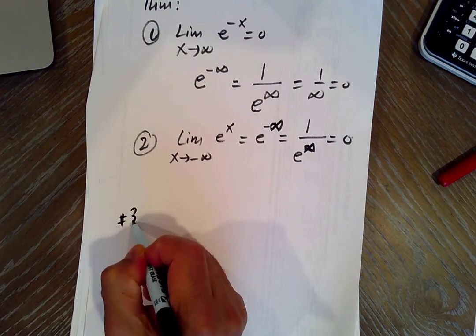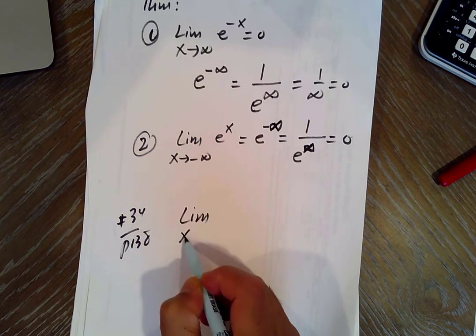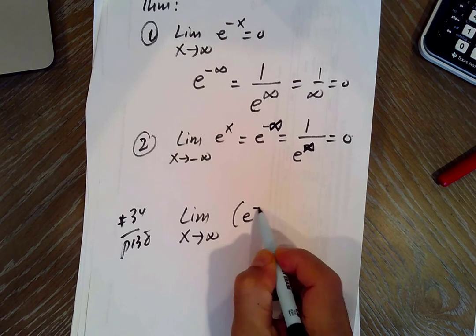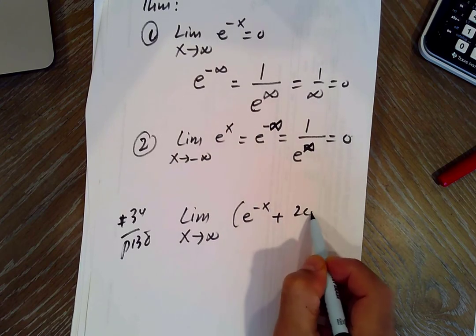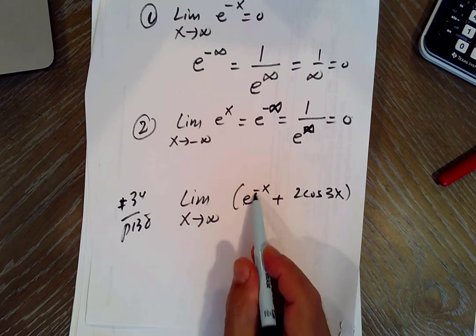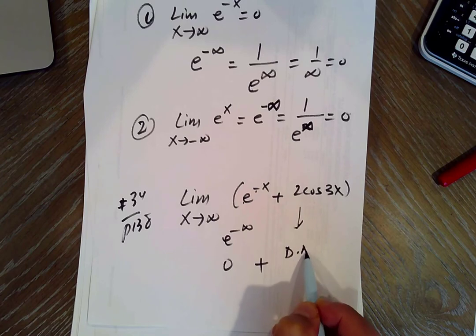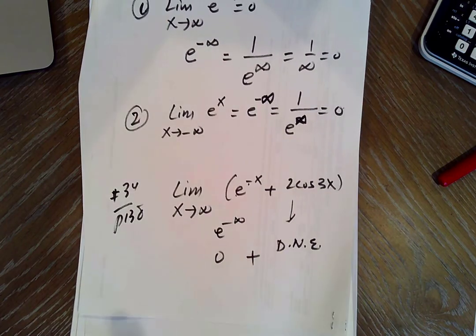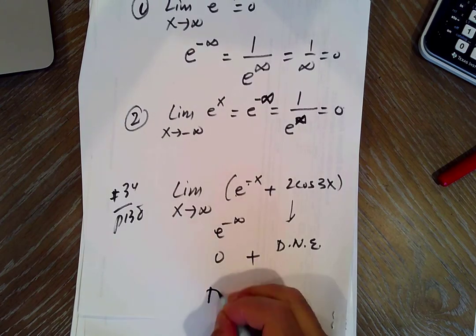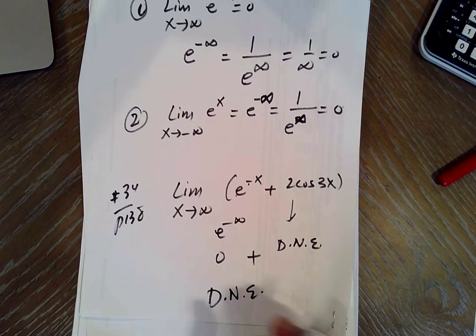Alright, 34, page 138. What's the limit as x goes to infinity of e to the negative x plus 2 cosine 3x? So if we do e to the negative x, e to the negative infinity is 0, plus this does not exist, because as x goes to infinity, cosine, again, could be anything. It alternates between negative 1 and 1, so this does not exist. If part of it doesn't exist, then the whole thing doesn't exist.